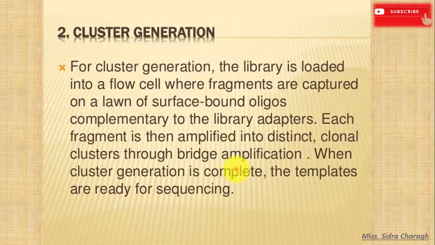The next step is cluster generation. For cluster generation, the library is loaded into a flow cell where fragments are captured on a lawn of surface-bound oligos complementary to the library adapter, and each fragment is then amplified into distinct clonal clusters through bridge amplification. When cluster generation is complete, the templates are ready for sequencing.